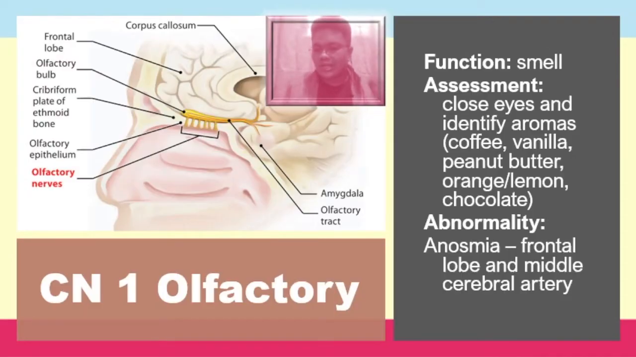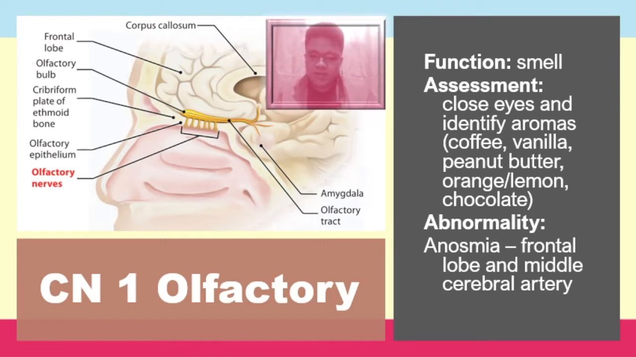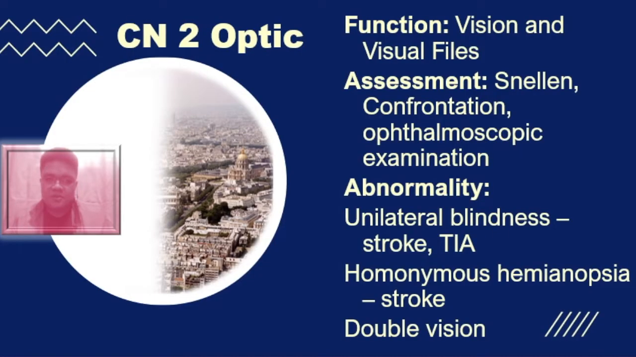Allow me to go quickly, one by one, among the 12 cranial nerves because this is crucial knowledge for you. When I talk about cranial nerve number 1, that's your olfactory nerve, of course for the sense of smell. We commonly ask our patient to identify the smell of common objects: coffee, vanilla, peanut butter, orange, lemon, chocolate. An abnormality in cranial nerve number 1 would entail anosmia. Anosmia is the inability of your patient to smell. That would mean damage on the frontal lobe of the brain or possibly the middle cerebral artery.